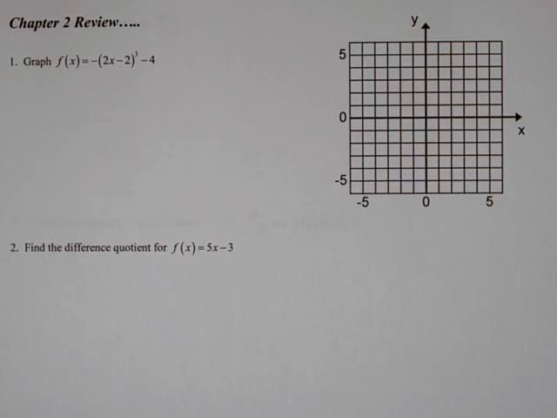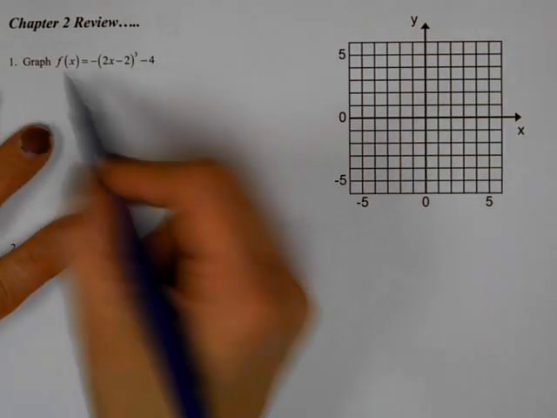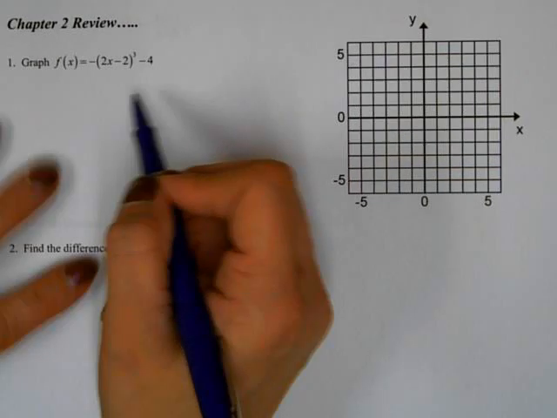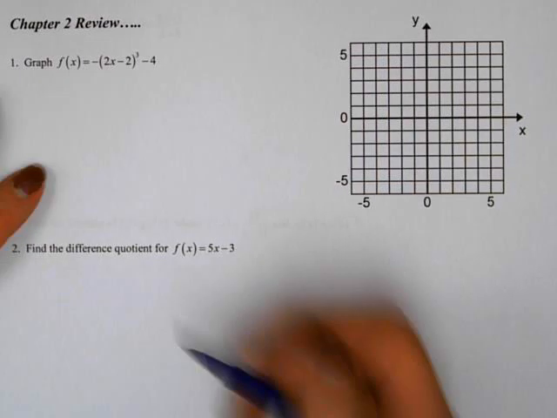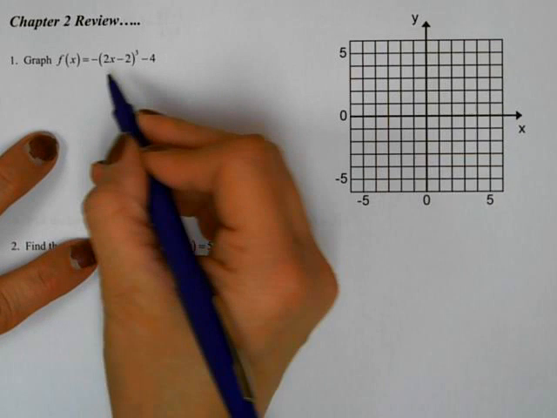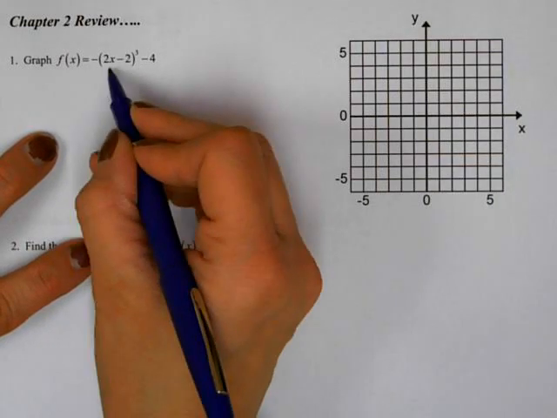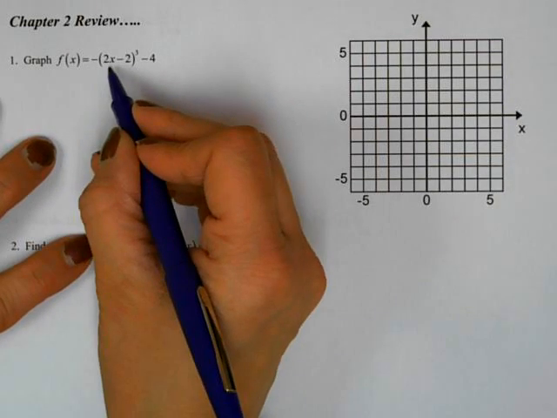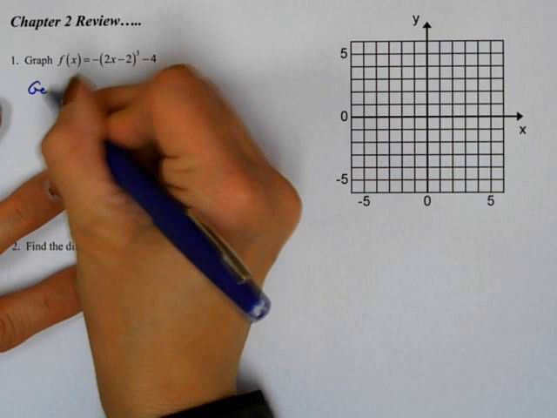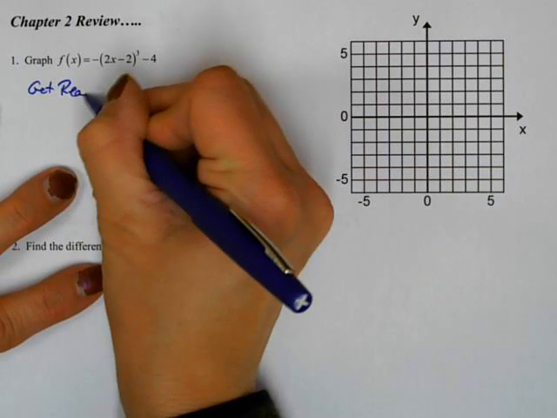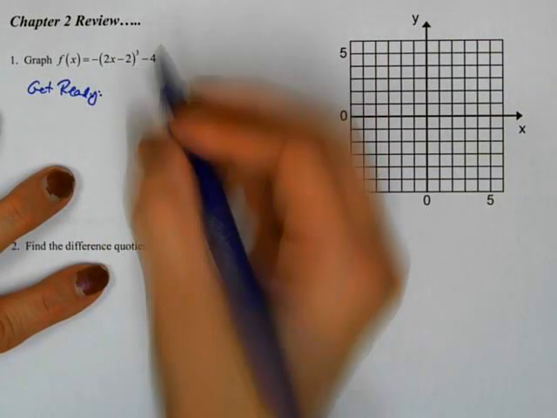Let's take a look at a little recap of the things we learned while we studied Chapter 2. A lot of what we did was graphing equations with the transformations and the growth charts. The first thing I notice here is this equation is not ready because the x is not alone. So we're going to have to get it ready. What that means is you get the x alone.